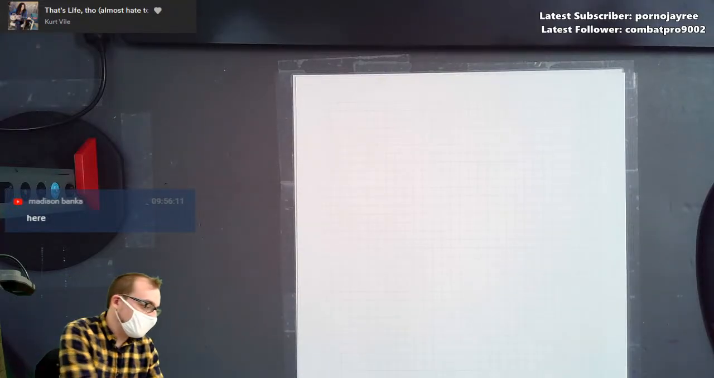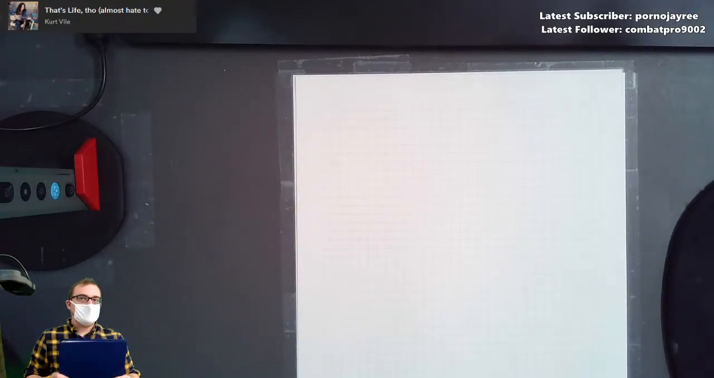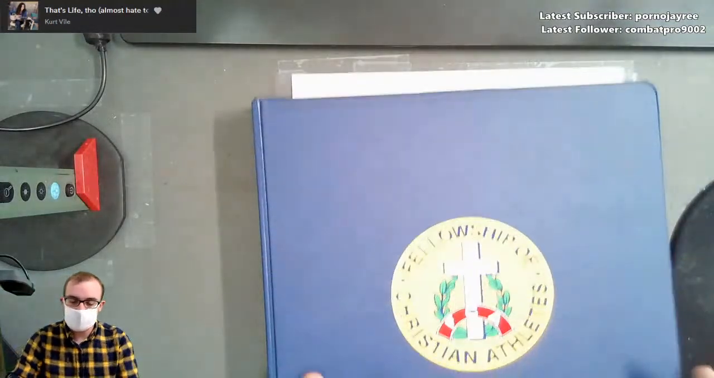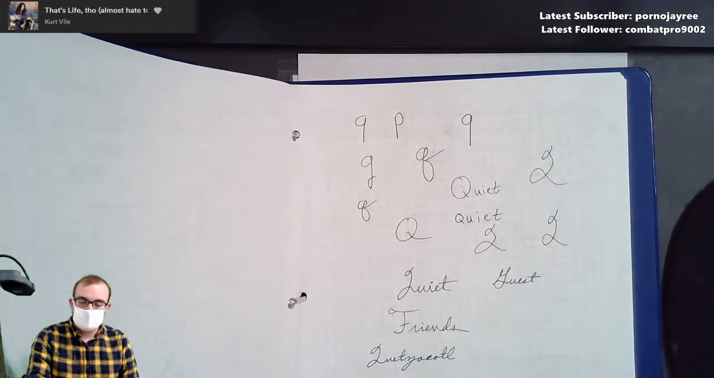I also have a plan to get you guys some binders with paper. That's my plan. I don't know if it's going to happen. This is my dad's old binder. But I filled it up with graph paper. And as you can see, it's just me playing with math and letters at one point.